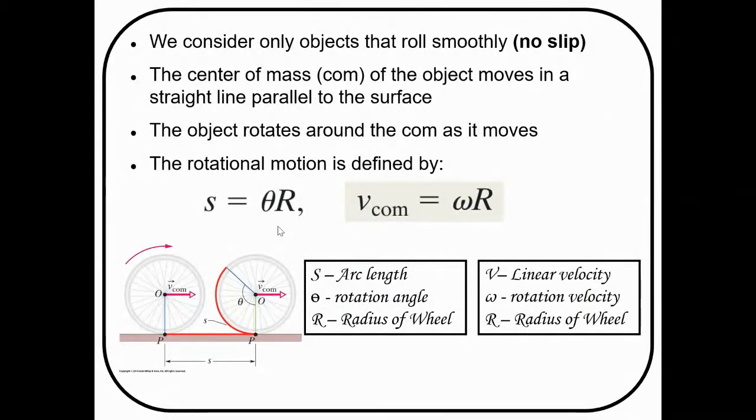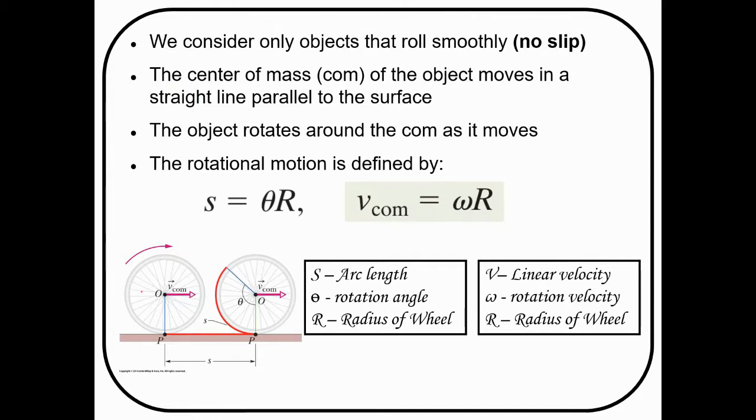This slide also tells you something about the relation between the linear as well as the rotational. If you just see here, we consider only objects that roll smoothly. That means there is no friction, there is no slipping. That means an object is rolling on the surface smoothly. When it's rolling on the surface very smoothly, what information are you going to get? The first thing is about the center of mass. The center of mass of an object moves along a straight line parallel to the surface.